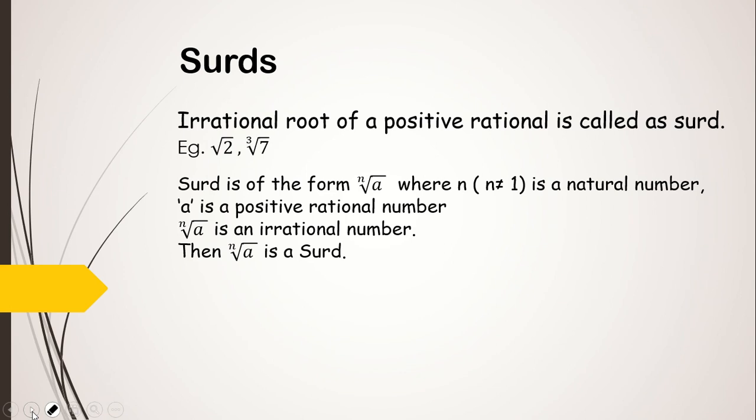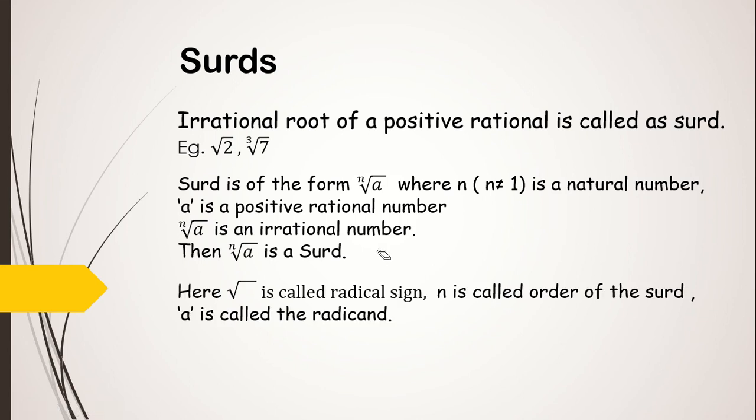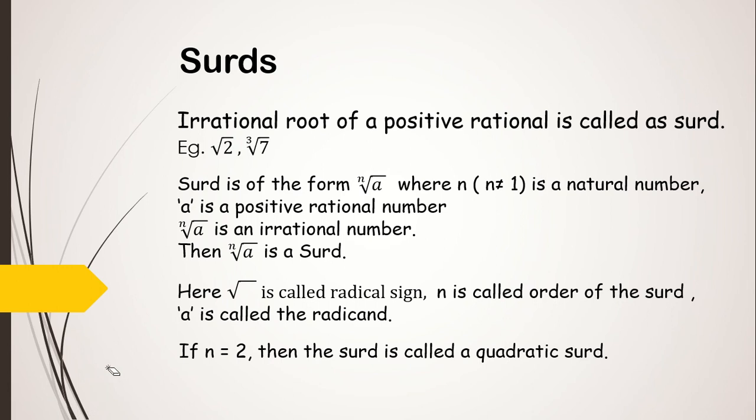So a surd is of the form nth root of a, where n is a natural number not equal to 1, a is a positive rational number, and nth root of a is an irrational number. Here this is the radical sign, the root sign, and n is called the order of the surd. a is called the radicand. The number inside the radical sign is called the radicand.